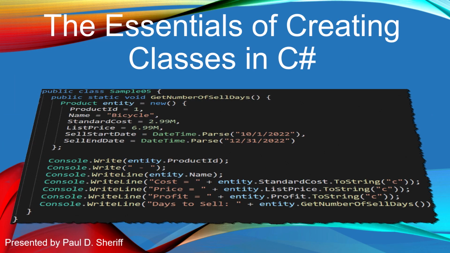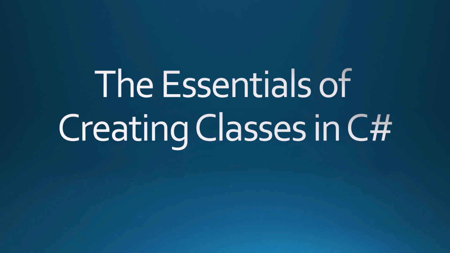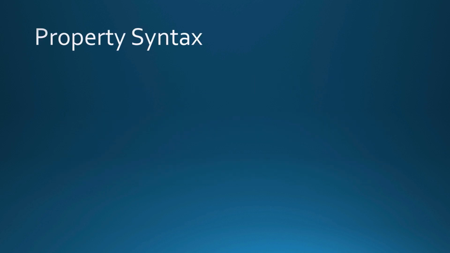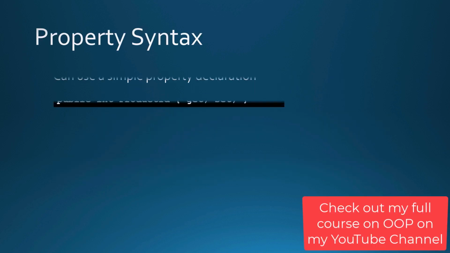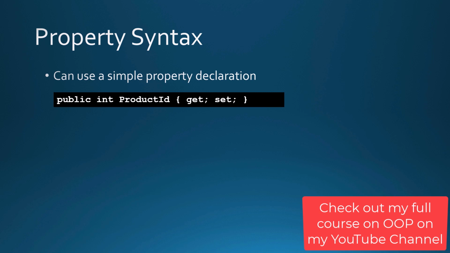This lesson is the essentials of creating classes in C#. Now that we've had an overview of object-oriented, let's dive in and start creating some classes. So let's talk about creating properties. We can use a simple property declaration that looks like this.